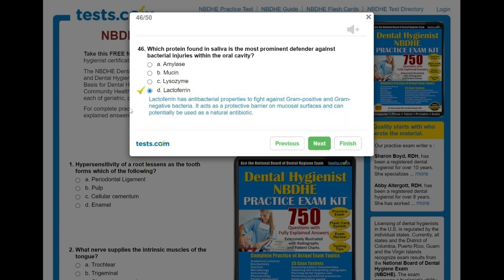D. Lactoferrin. Lactoferrin has antibacterial properties to fight against gram-positive and gram-negative bacteria. It acts as a protective barrier on mucosal surfaces and can potentially be used as a natural antibiotic.